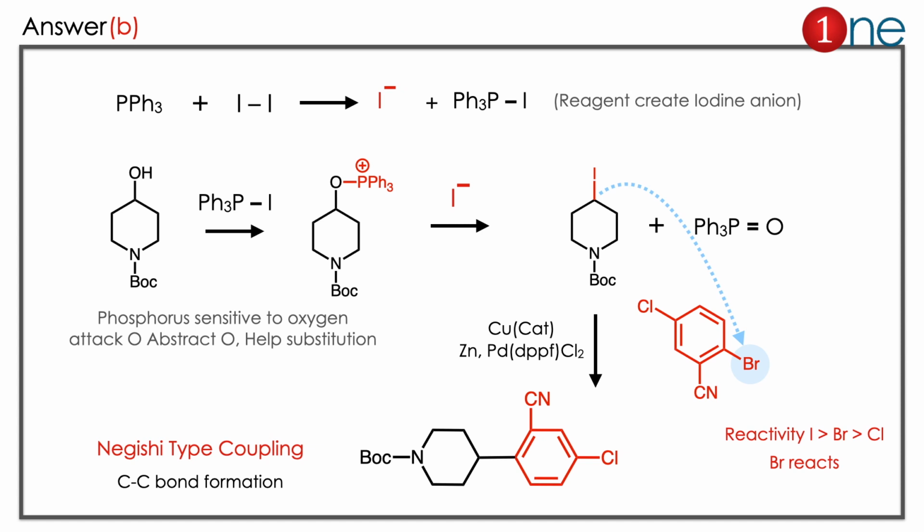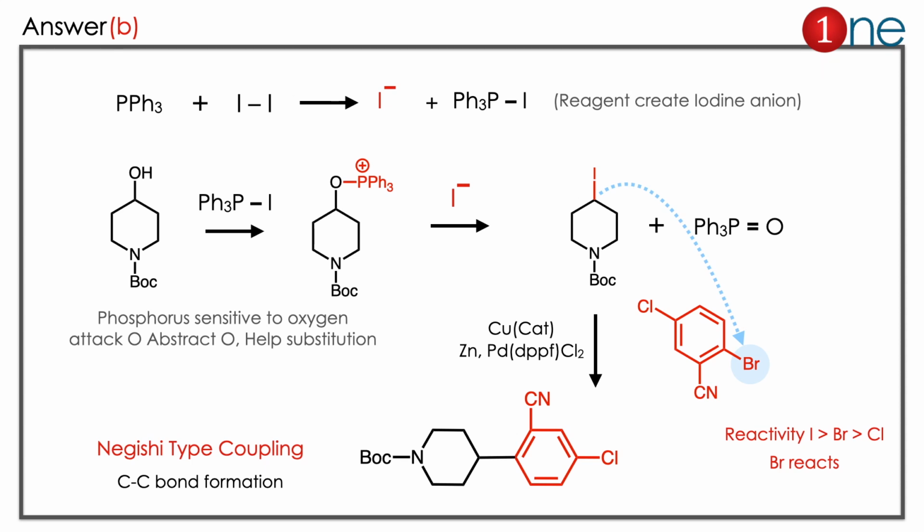So PPh3I attacks the OH, forming the phosphonium ion. Then the I minus attacks, changing the OH to I. So here the iodine transformation occurs. The phosphine attracts the oxygen. Then in the second step, the Negishi type coupling will happen.